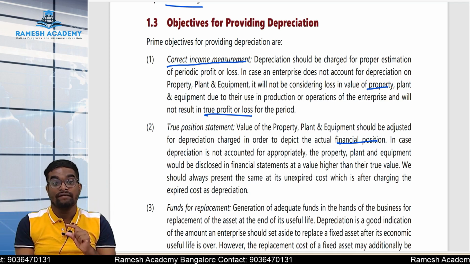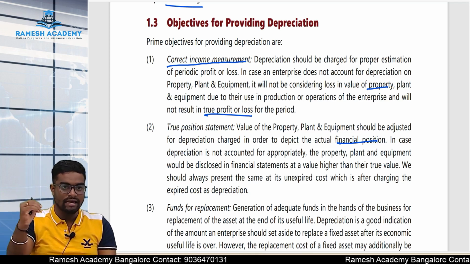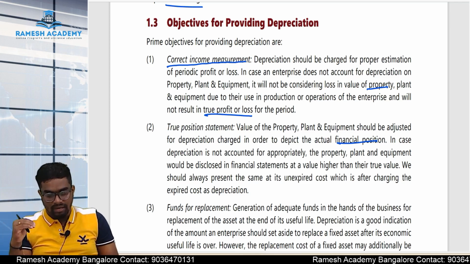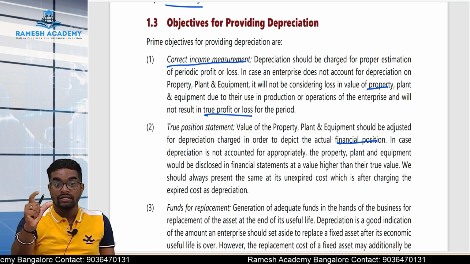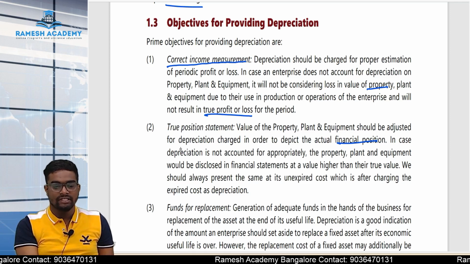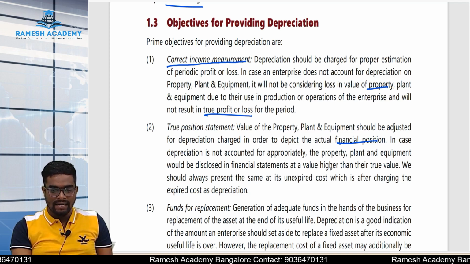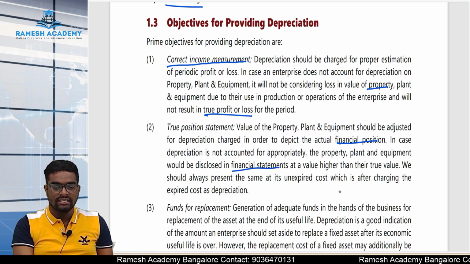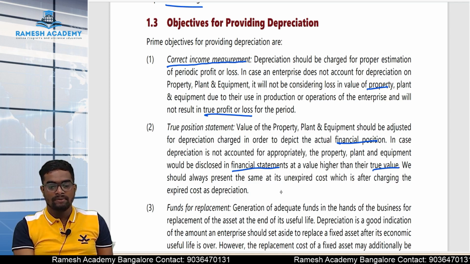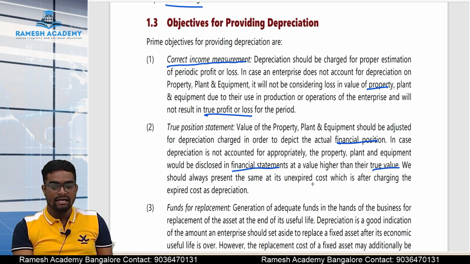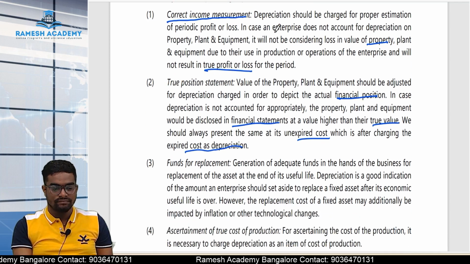Now, because of depreciation, we will be calculating the true position, which means whatever asset we have, we have to bring it to market value. Normally, how do we do that? We reduce the value of the asset, but the name we give it is depreciation. In case depreciation is not accounted for appropriately, the property, plant and equipment would be disclosed in financial statements at a value higher than its true value. We should always present the same at its unexpired cost, which is after charging the expired cost as depreciation.